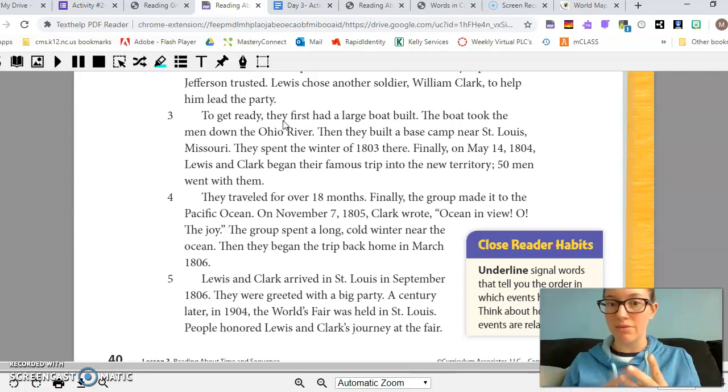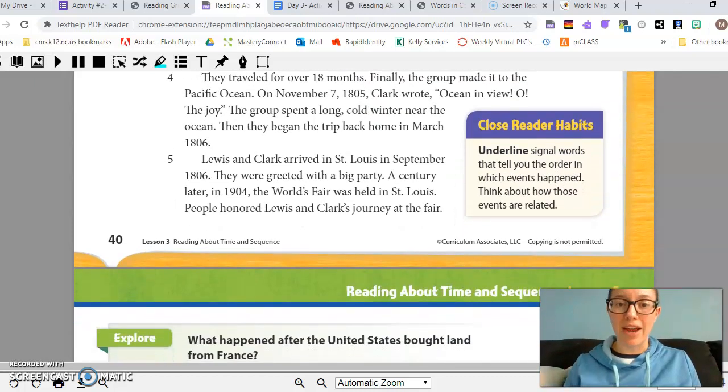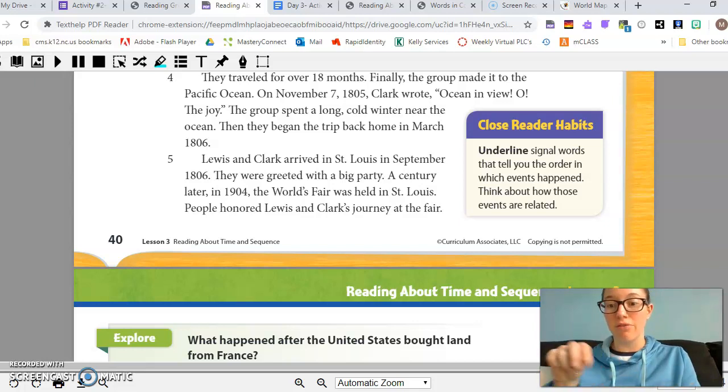I have lots of sequence words here and some dates that are going to help me in my next part. They traveled for over 18 months. Finally, the group made it to the Pacific Ocean on November 7, 1805. Clark wrote, "Ocean in view, oh, the joy." The group spent a long, cold winter near the ocean.